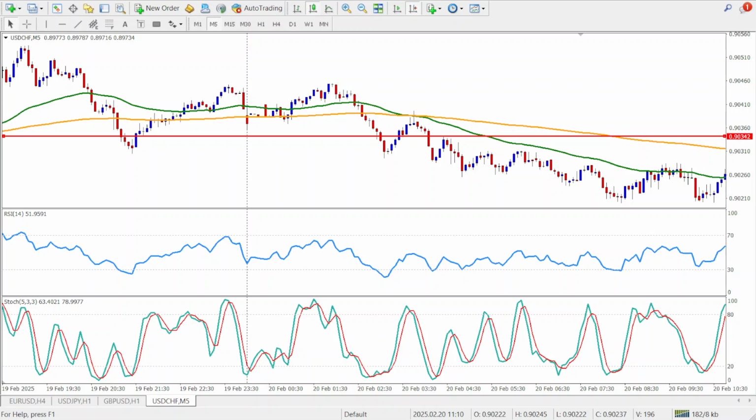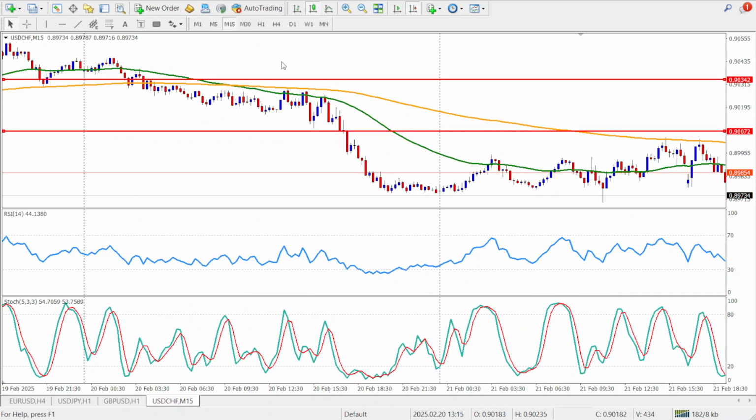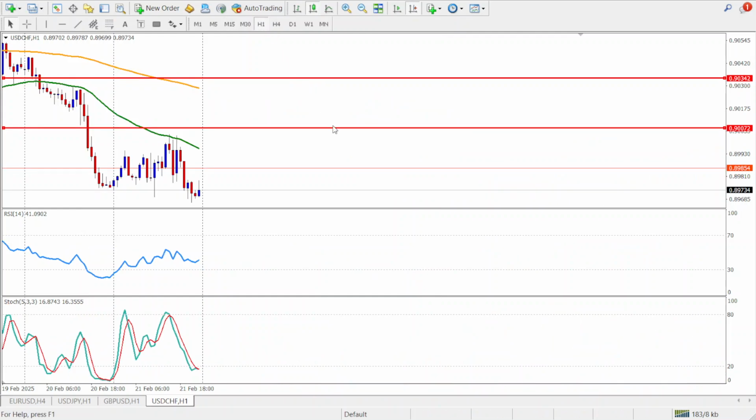All right, so now what are the best practices for using moving averages in day trading? First of all, ensure that you use multiple time frames. Okay, do not rely on just one time frame. For example, you can use a 5-minute chart for your entries, right? And then your 15-minute chart can be used for your confirmations, while your 1-hour chart can be used to get a broader picture of the trend.